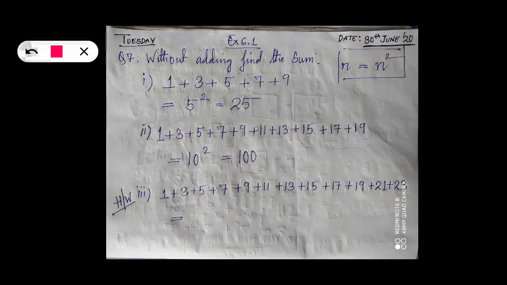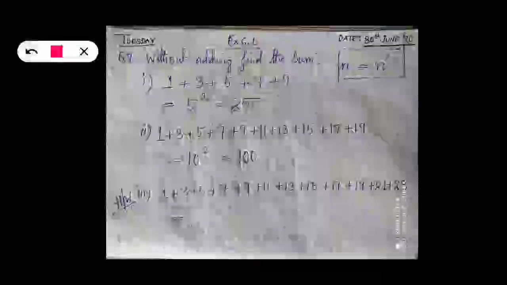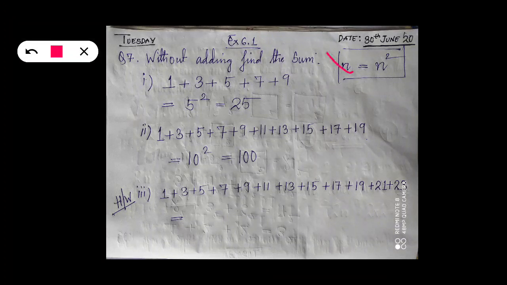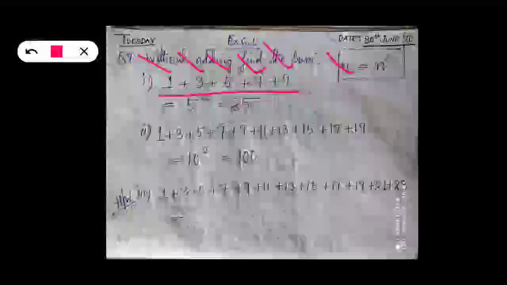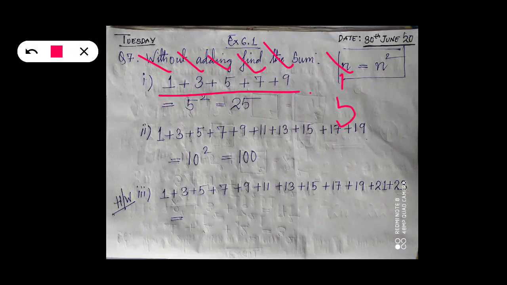This is very interesting. See here, suppose I have written a formula: N. What does N mean? N means how many odd numbers you are using. Like in the first question, how many odd numbers are there? 1, 2, 3, 4 and 5. So the value of N is 5.